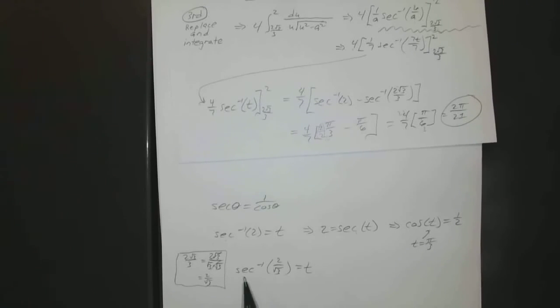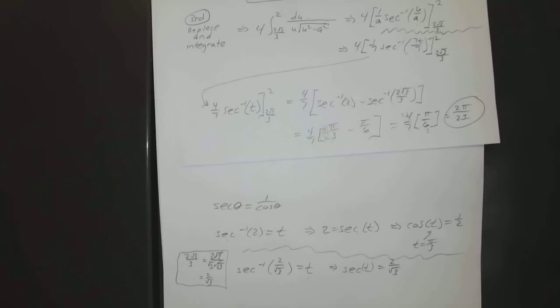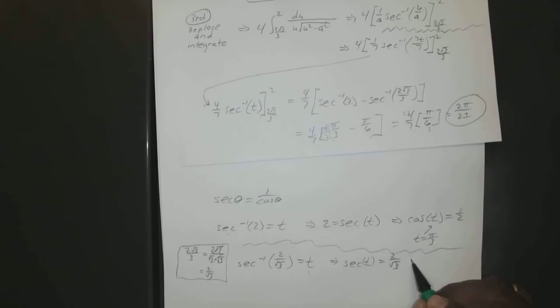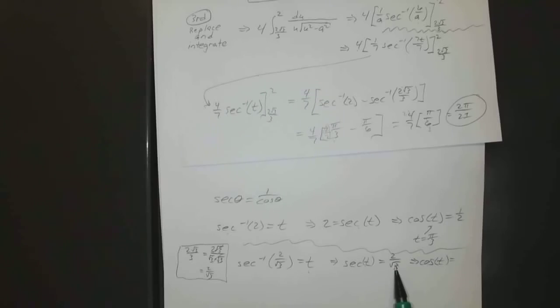equals some t. If we apply secant to both sides, the secant inverse cancels out. So secant of t is equal to 2 over square root of 3. If that's true, then the reciprocal of secant, which is cosine of t, is equal to the reciprocal of 2 over square root of 3, which is square root of 3 over 2.